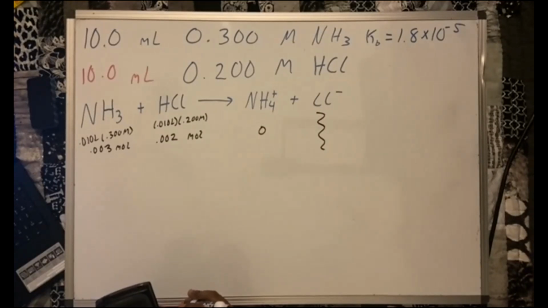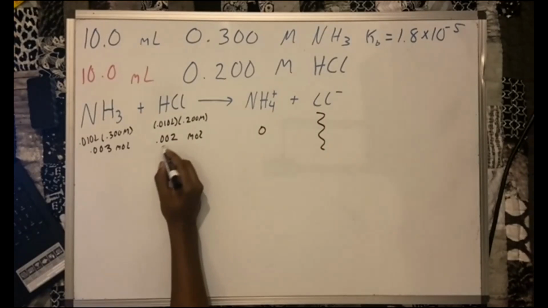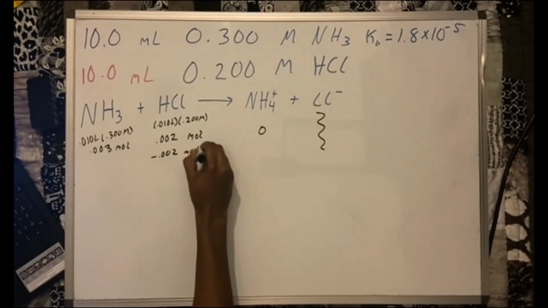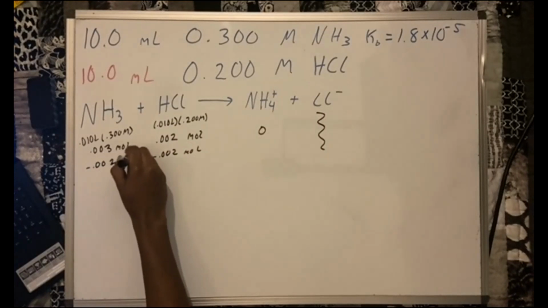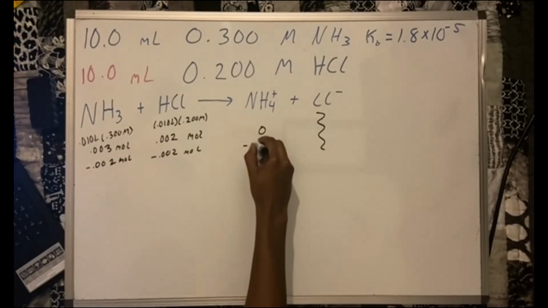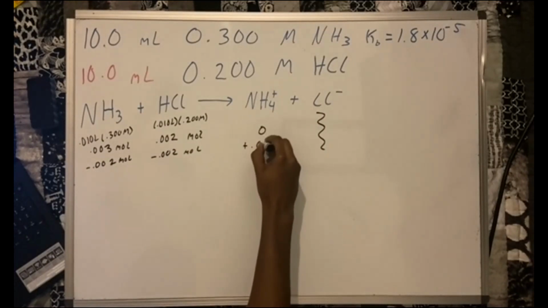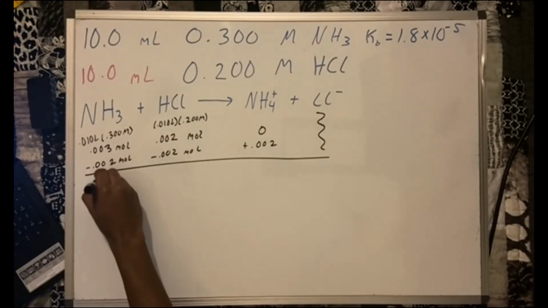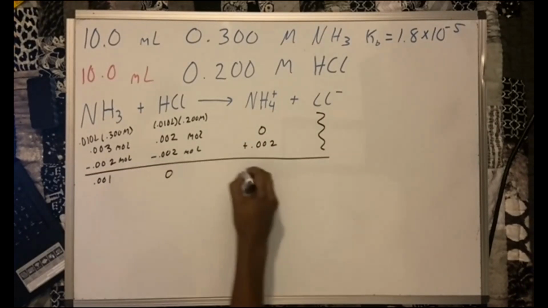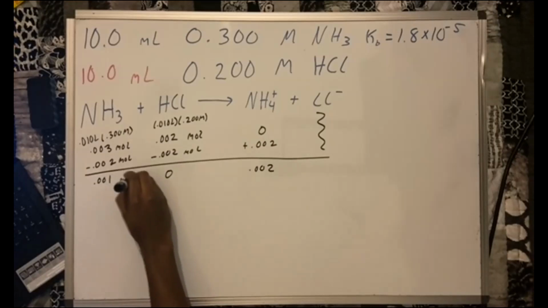Okay, so we do our limiting reactant thingamajig. And so this is the limiting one. So we subtract 0.002 moles from both reactants, and plus 0.002 moles on this side, almost messed up. So you get 0.001 moles and 0.002 moles.